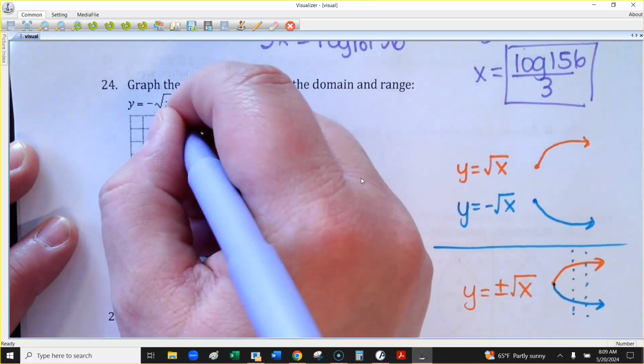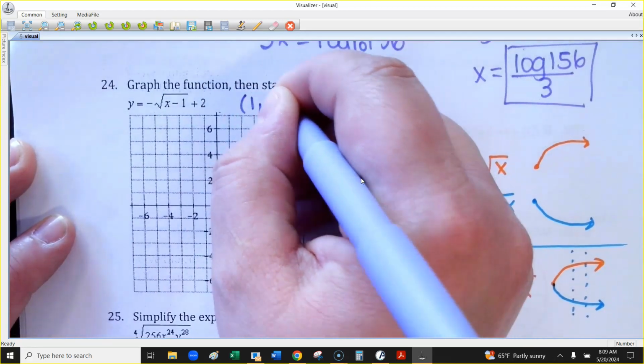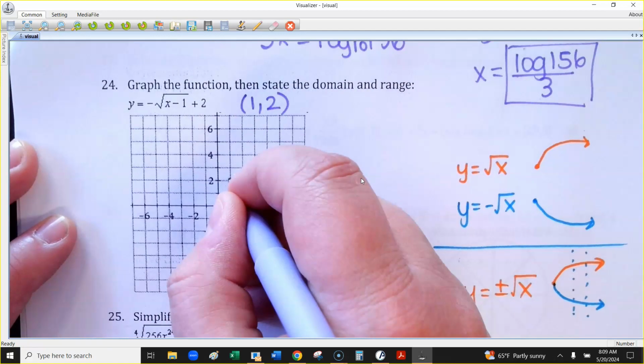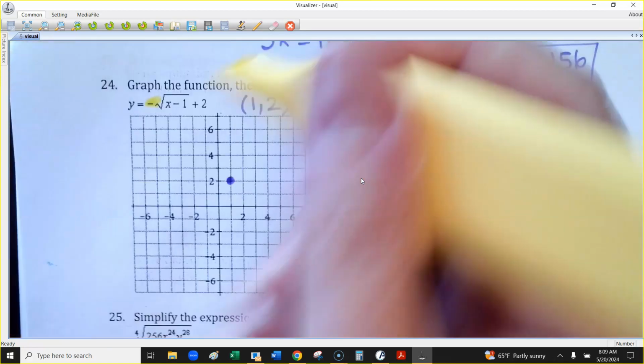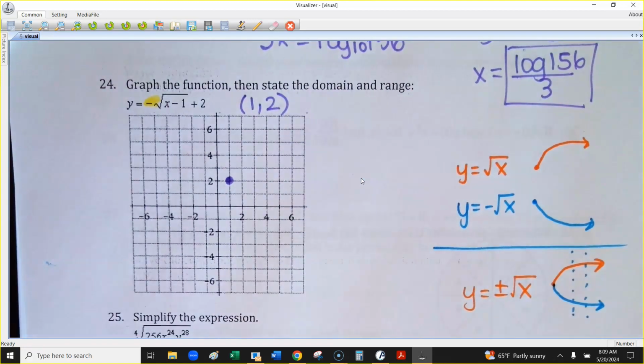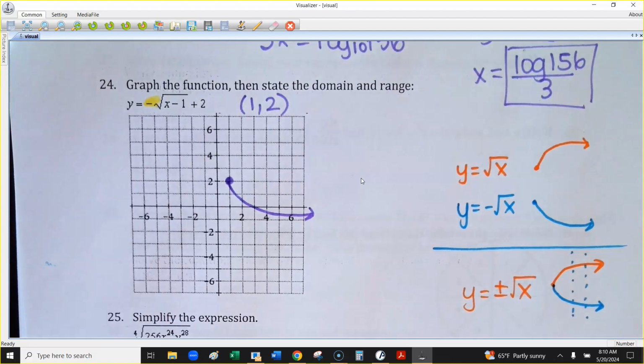And so just opposite copy, the starting point should be 1, 2. So I'm going to go over 1, up 2. And it's got a little negative in front of this, so that is the bottom half of that sideways parabola. So just kind of a sketch goes like this. You're going to need to know the first point, and you're going to need to know kind of the direction it goes.